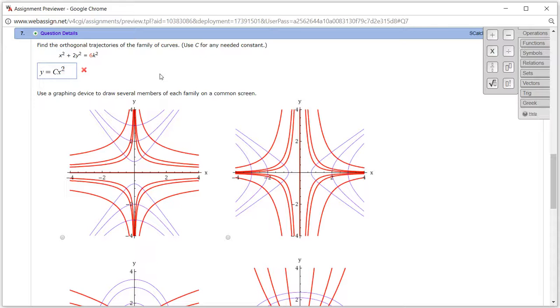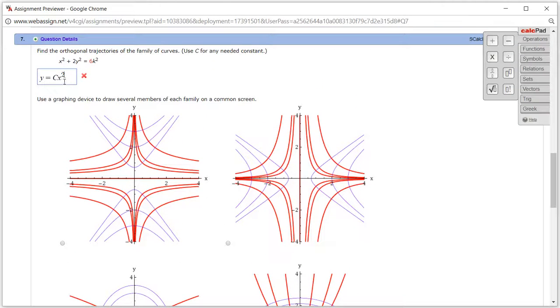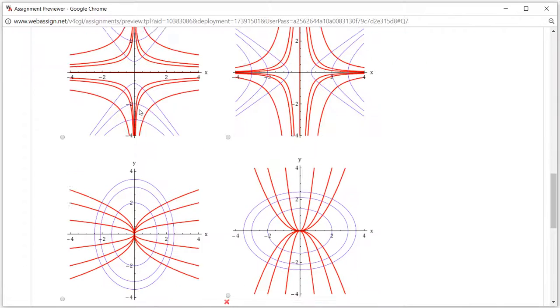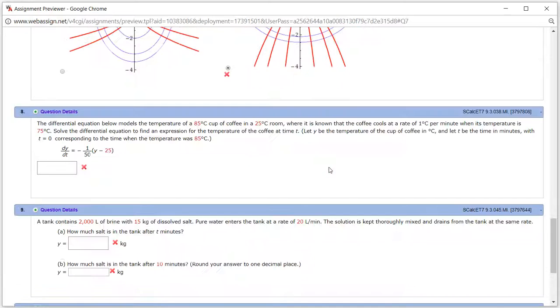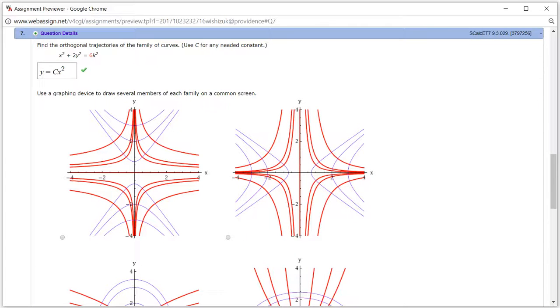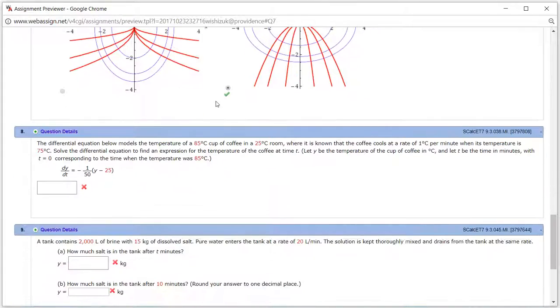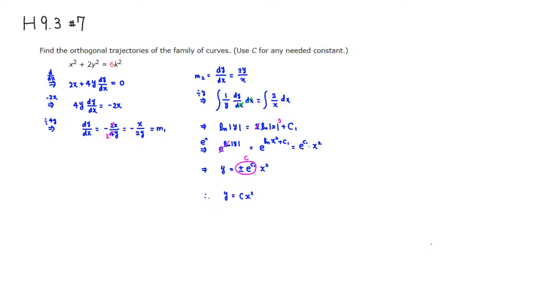Let's see. The original ones are ellipses, so it's going to be one of the bottom two. We have a whole bunch of parabolas, so you can see that the last picture is the correct one because you have a bunch of red parabolas there. Let's check the answer. Submit for testing. It came back. It looks like we got the equations correctly and the picture correctly. That's it. I hope that this was clear.